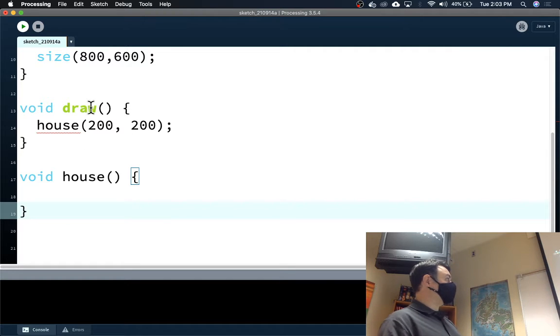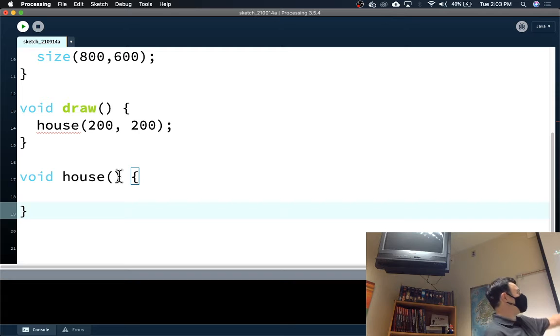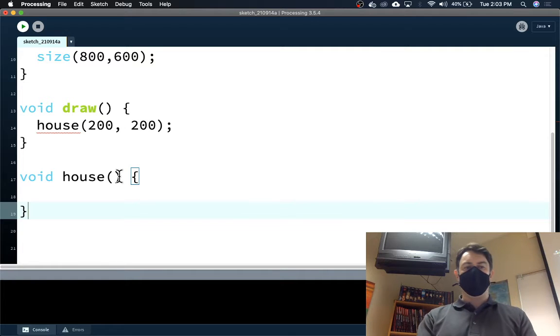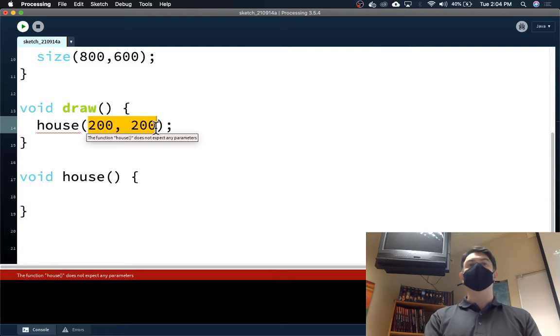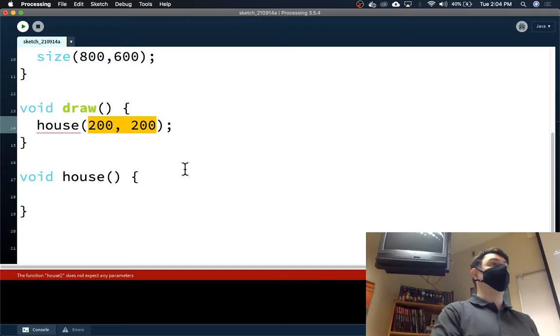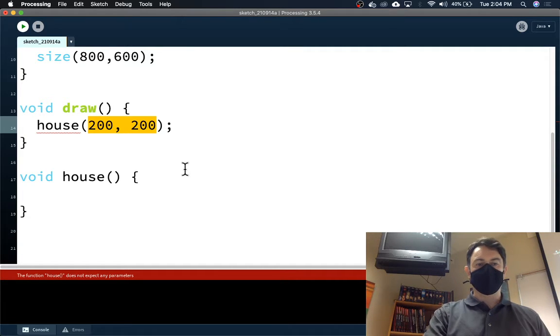So it looks kind of like draw. You'll notice that this is still an error, so something's not working here. And I'm just going to simplify it for now. I want to get rid of this 200, 200. That's great. I eventually want to be able to say, hey, house, you belong here. But for now, let's keep it simple.